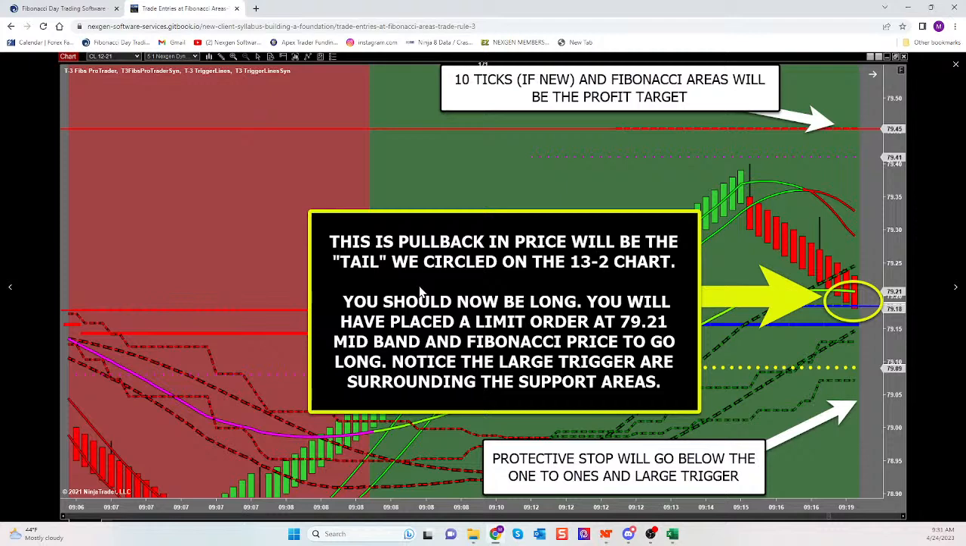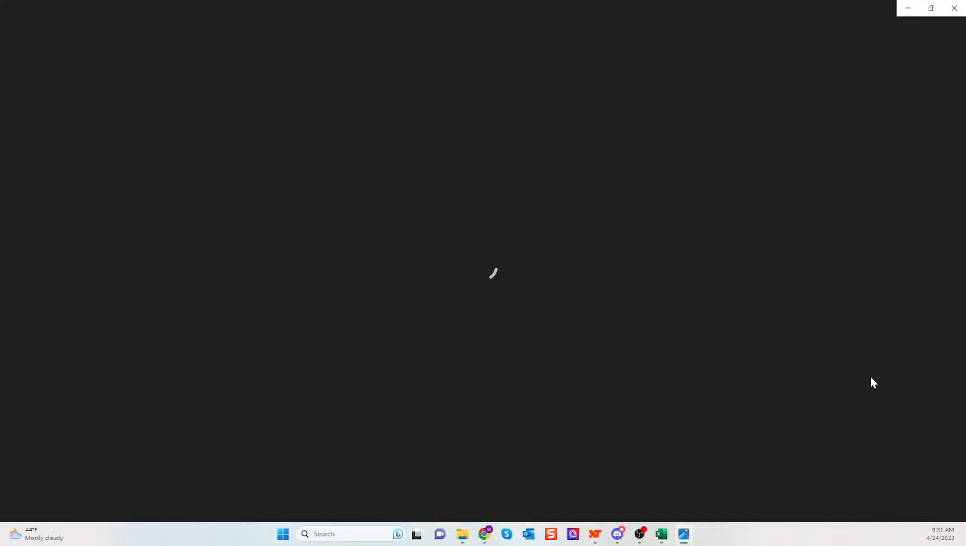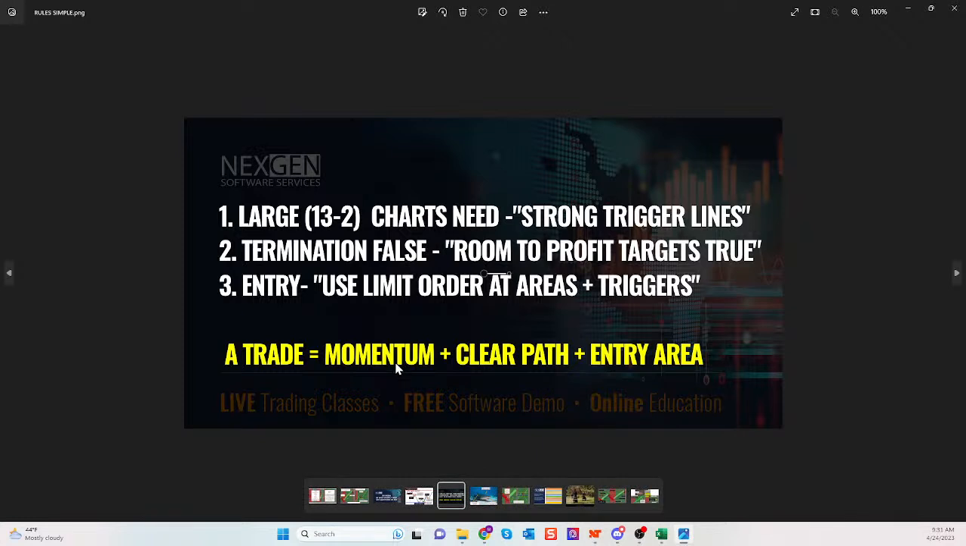I'm now in a long position. I've bought the market at 79.21, and the only reason I've done it is because the rules are true, because I have the advantage of momentum, because I have the advantage of a clear path, and because I now have the advantage of an entry area on a smaller, faster chart.